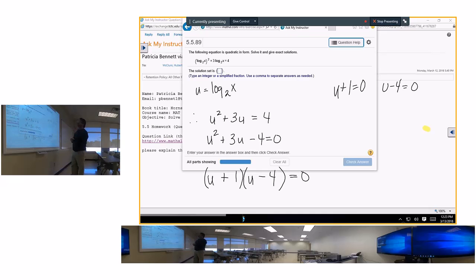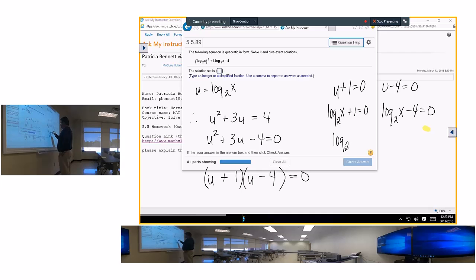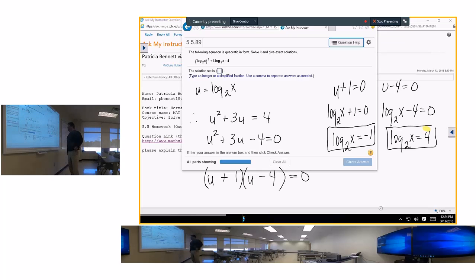And u is equal to log base 2 of x. Log base 2 of x plus 1 is equal to 0. Log base 2 of x minus 4 is equal to 0. Log base 2 of x is equal to negative 1. And that looks funny because that negative 1, that can't happen. Log base 2 of x is equal to 4. Now we've got a logarithm. We can rewrite it as an exponent.